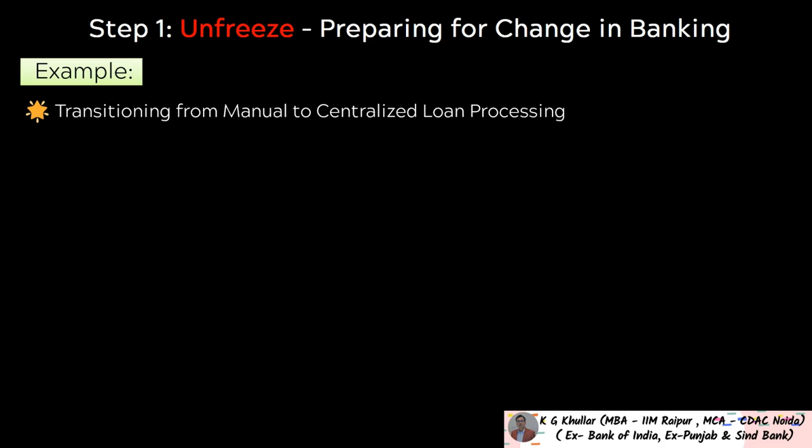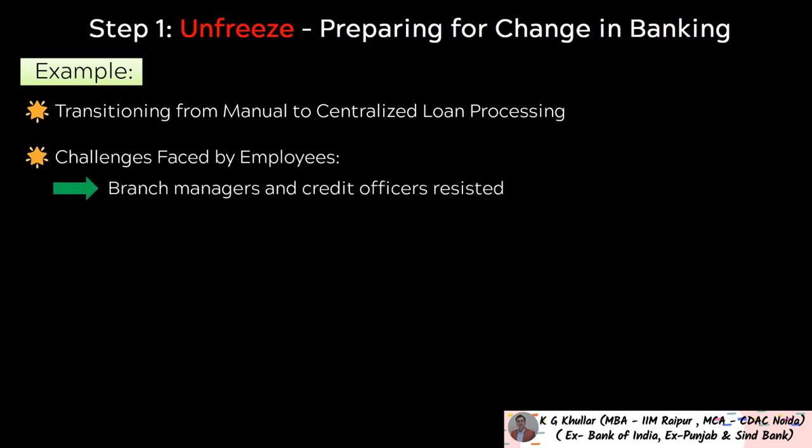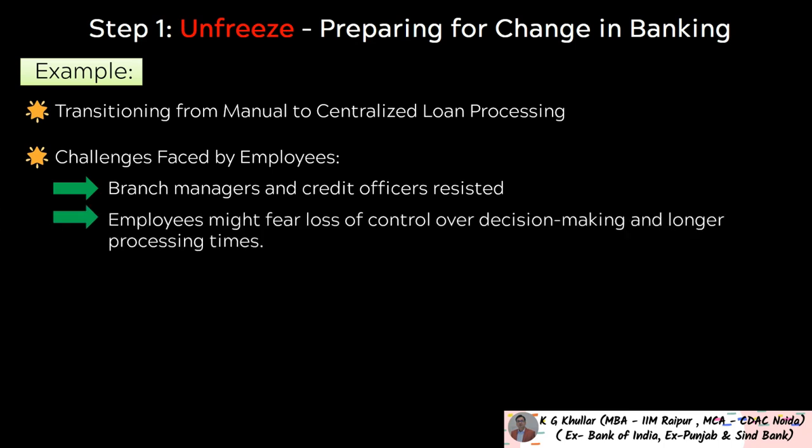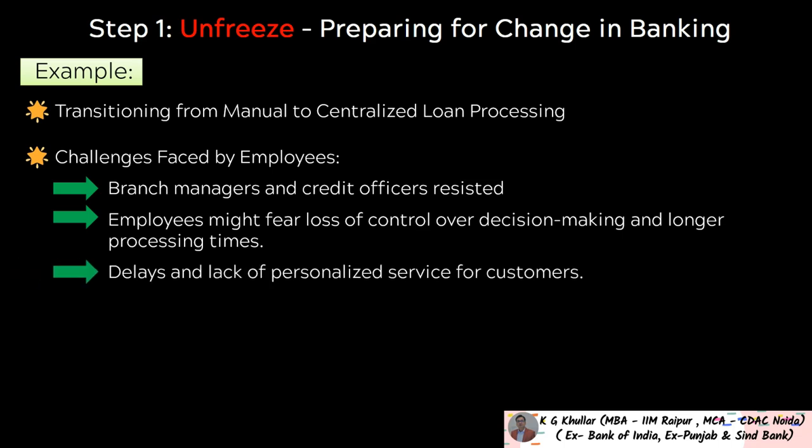Now friends, an example of this phase can be transitioning from manual to centralized loan processing. Friends, suppose your bank decides to shift from branch level loan approvals to a centralized loan processing system to improve efficiency and ensure standardized decision making. So what are the challenges faced by the employees here? First, branch managers and credit officers resisted the change as they were used to handling loan approvals locally. Then second, employees might fear loss of control over decision making and longer processing times. And lastly, customers were concerned about delays and lack of personalized service since decisions were no longer made at branch level.